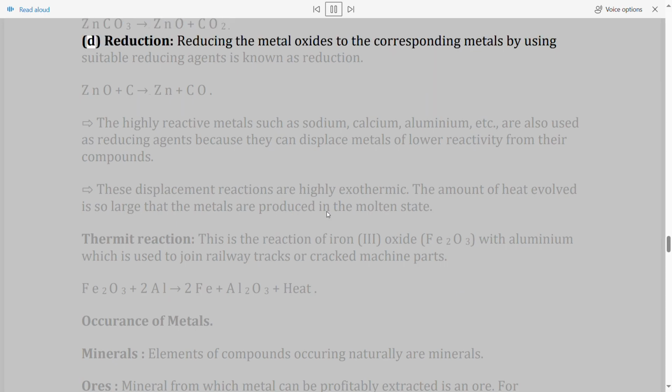D. Reduction. Reducing the metal oxides to the corresponding metals by using suitable reducing agents is known as reduction. ZnO + C gives Zn + CO.